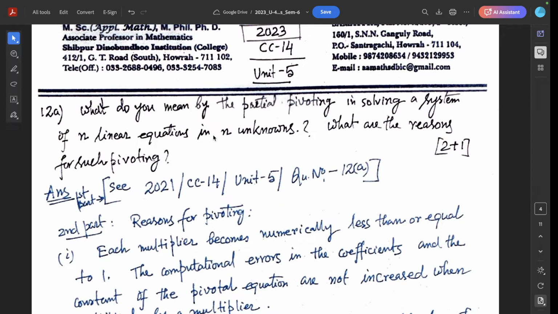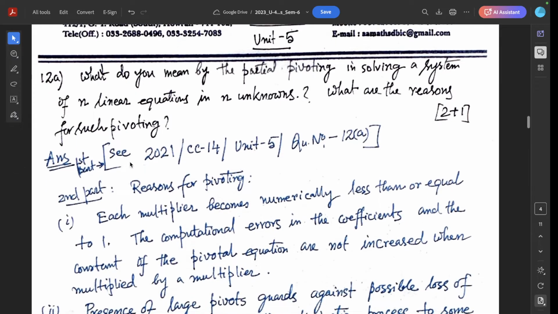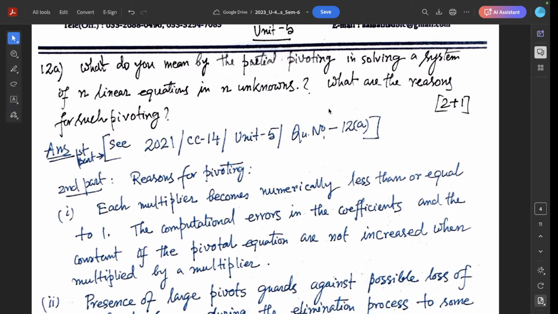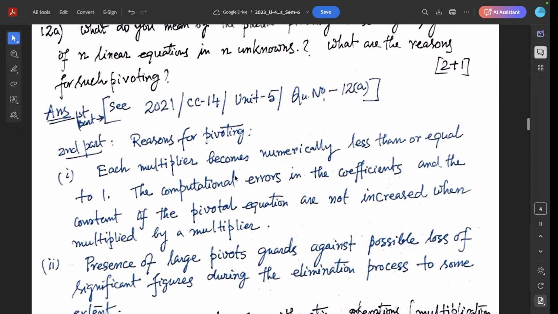Next question, unit 5. What do you mean by partial pivoting in solving a system of n linear equations in n unknowns? What are the reasons for such pivoting? Already discussed in the question paper 2021 CC-14 unit 5 question number 12a. The second part is the reason for pivoting.